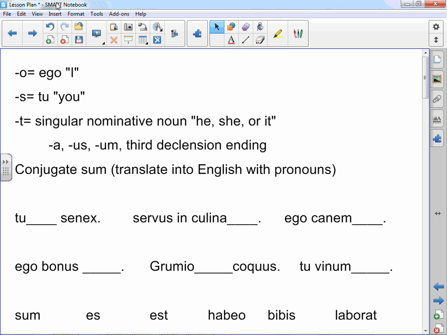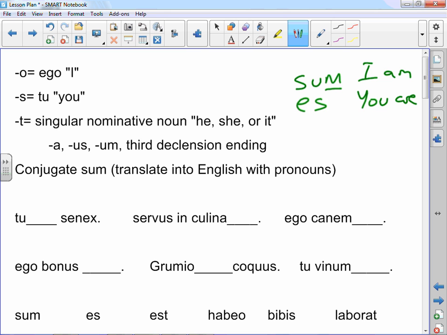Conjugation of sum is also going to be fairly important. We get sum. It does not have an O. It has an M. So I'm going to use I am. That M signifies I for sum. You get es, you are. That S tells me that it's you. And then est, that T tells me it's he, she, or it.